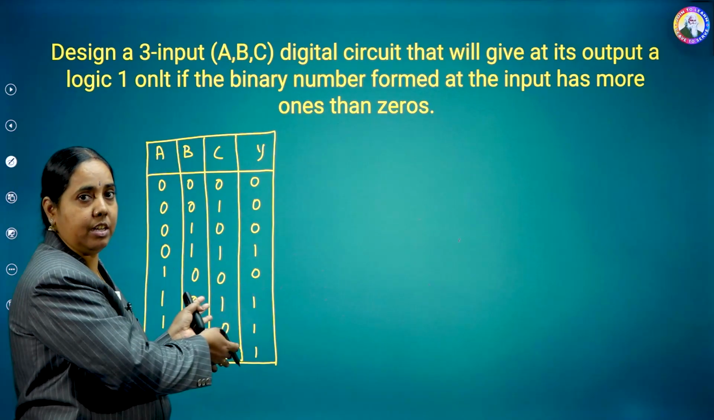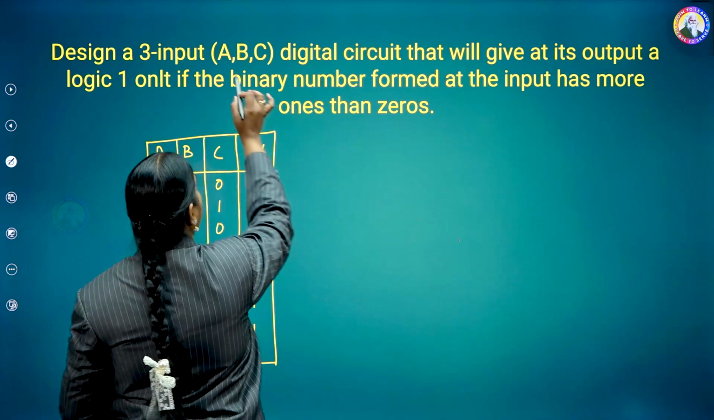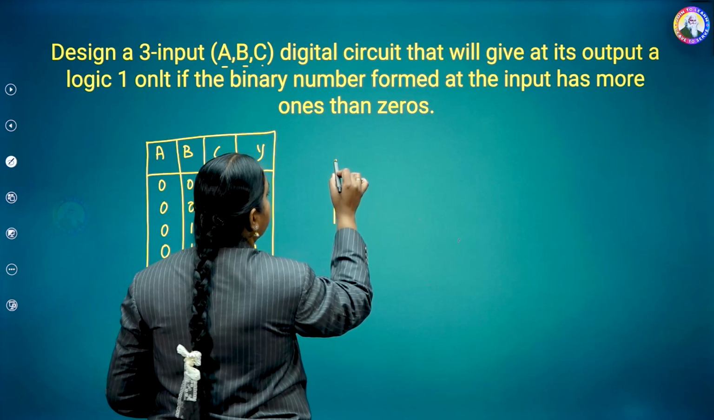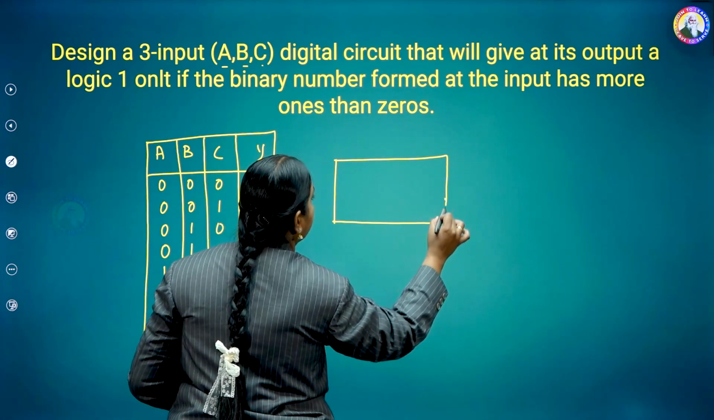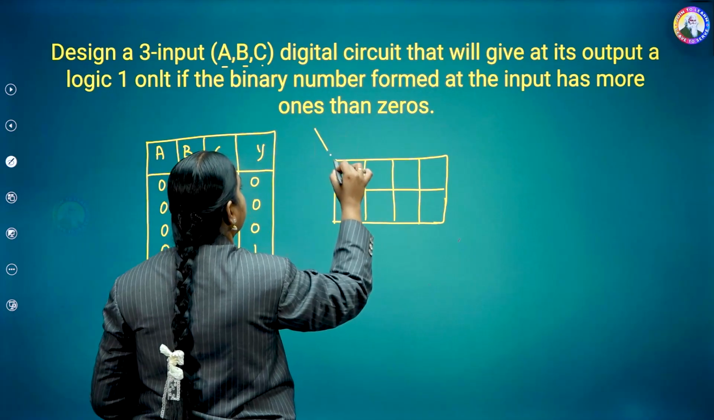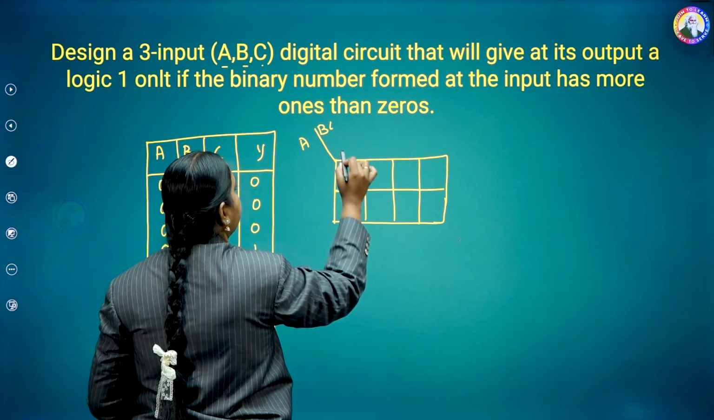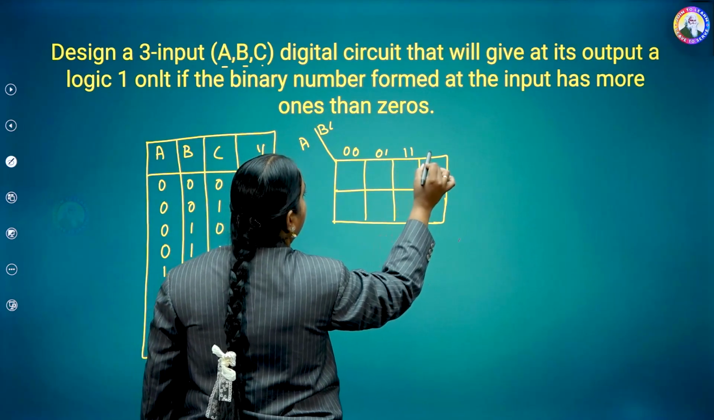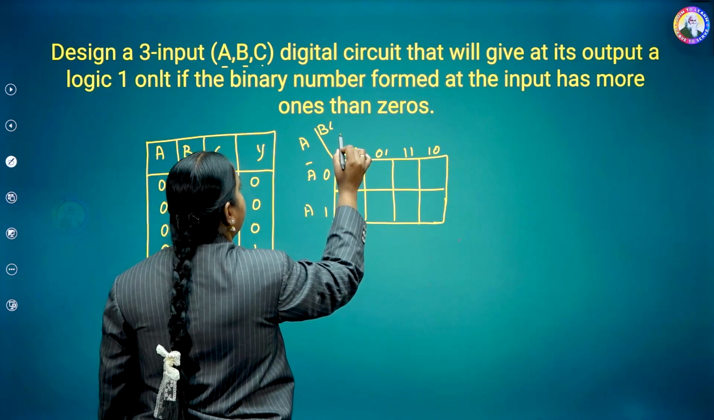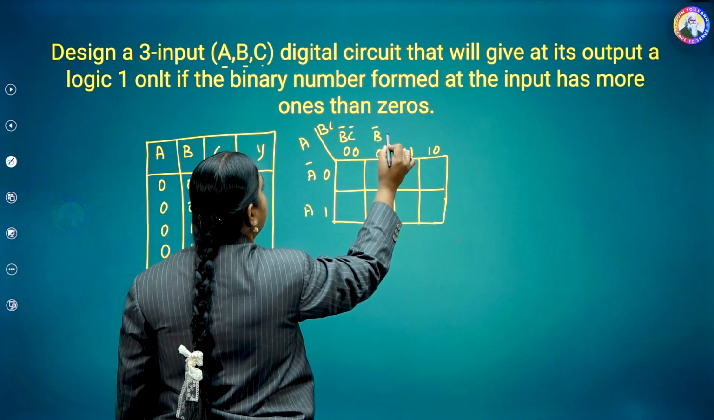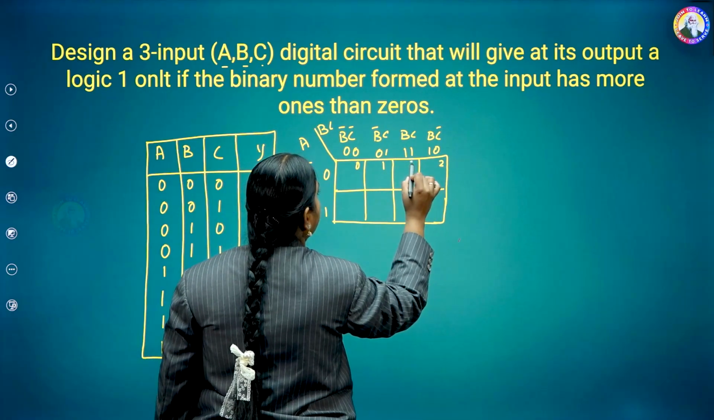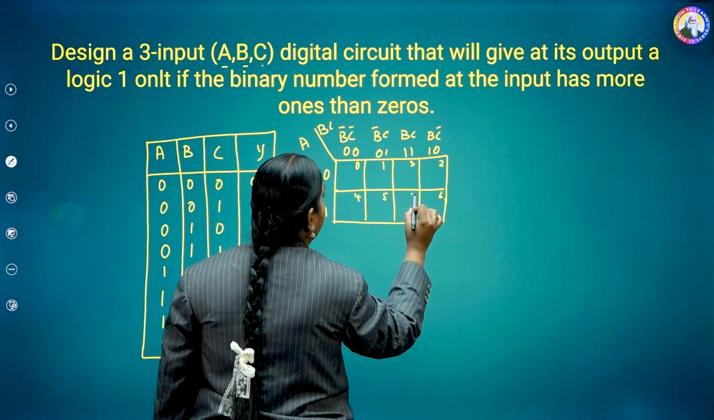So I need to simplify this truth table by using a K-map. How many variables am I having? 3 variables. So what representation do I need to go for? A 3-variable K-map. So this is the 3-variable K-map. What are the variables given in the question? A, B, C, right? So A, B, C: 0, 1 for A, this is A bar and this is A. Next B bar C bar, B bar C, B C, B C bar. 0, 1, 2, 3, 4, 5, 6, 7. Right.